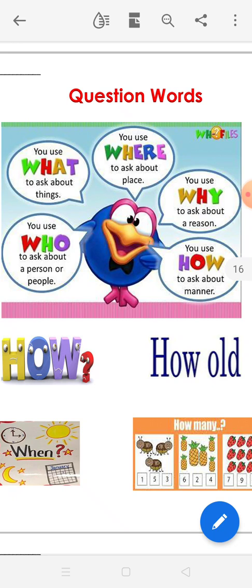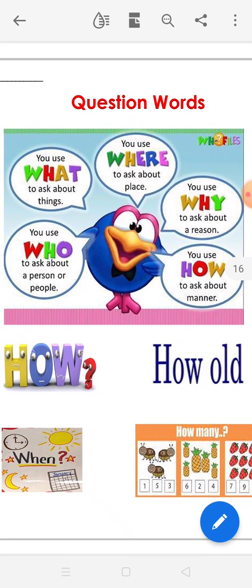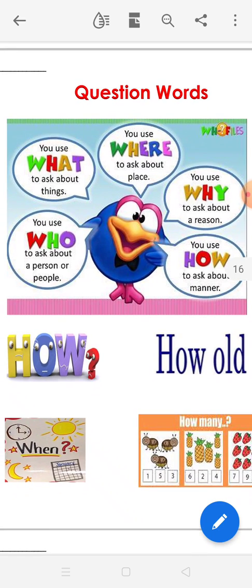Today, we're going to focus on the question words how, how old, and how many. Are you ready? Let's get started. How is used to ask about someone, means of transportation, steps or instructions. One more time. How is used to ask about someone, means of transportation, steps or instructions. Let's start.